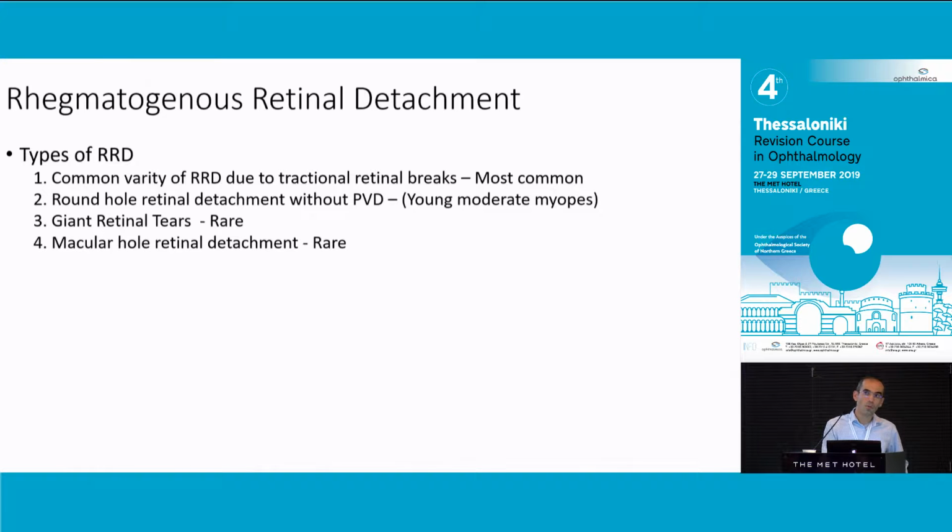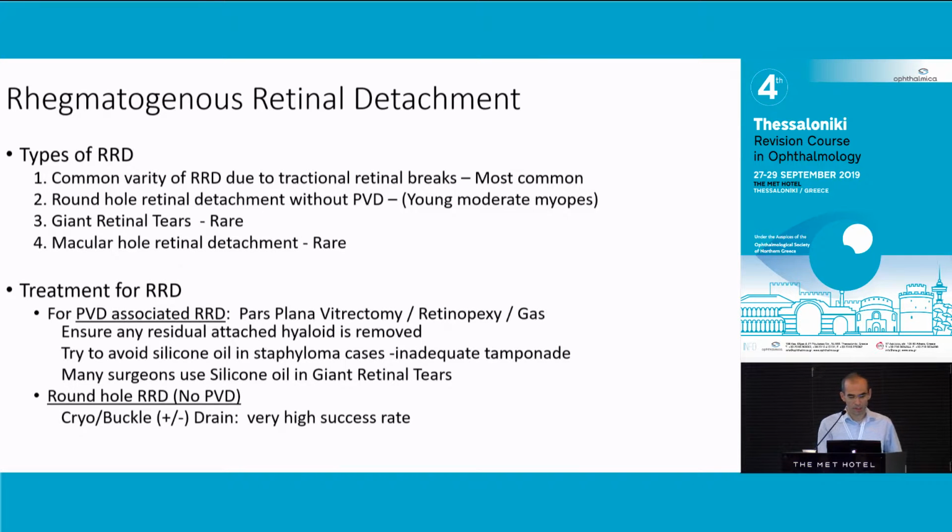They do get common detachments with tractional breaks. The not so myopic patients can get round hole detachments without a PVD. You do get giant tears and macular hole retinal detachments. I know these are medical retina talks, so I'll be quick. You would do vitrectomies for PVD detachments and buckles for non-PVD detachments, and those do reasonably well. We'll try and avoid silicone oil in staphyloma eyes because you don't get a good tamponade.